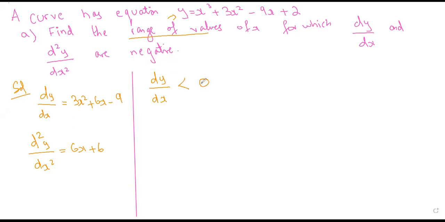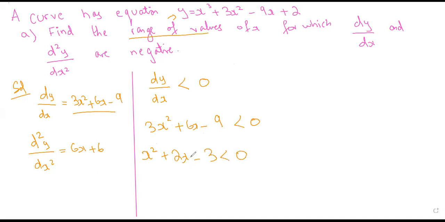So they want us to find the values of x for which dy by dx is less than 0. I am going to write down the value of dy by dx that I got. So it was 3x squared plus 6x minus 9 less than 0. And how do we solve quadratic inequalities? We discussed this in the first chapter. Okay, first I'll take 3 common just so it becomes a simple equation. X squared plus 2x minus 3 less than 0.